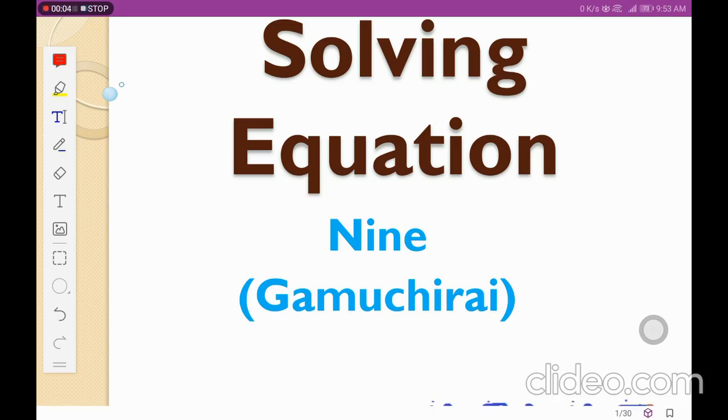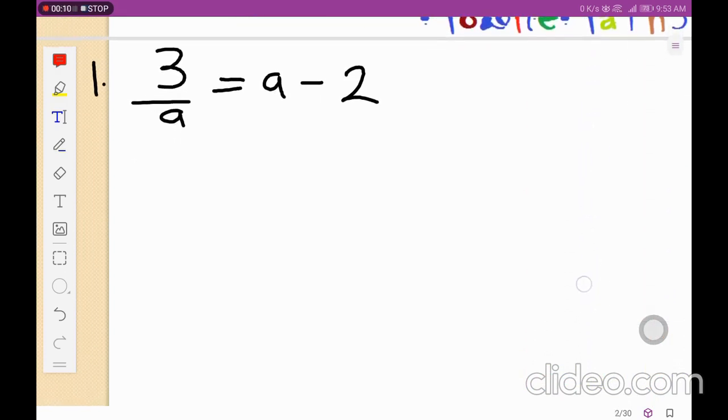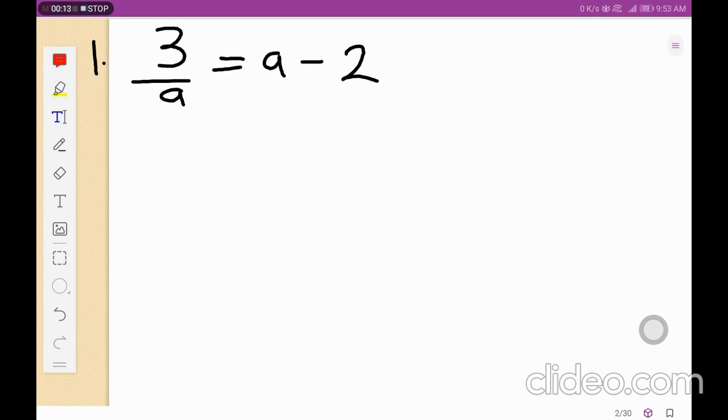Today I want us to look at solving equations. This time around we've got more quadratic equations. What I will do here: we have this a here, and we want to remove it, so we are going to multiply all the sides by a.